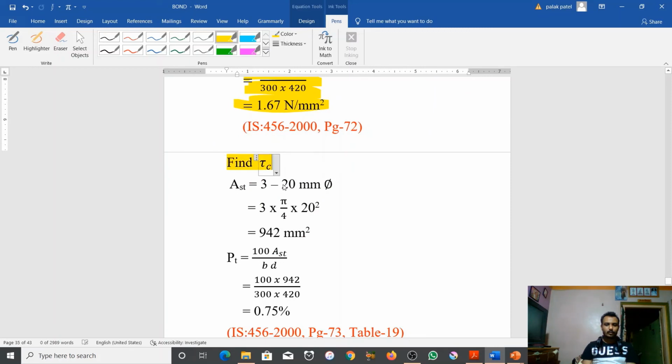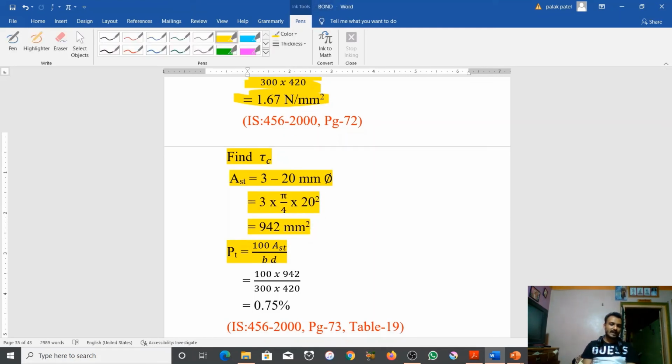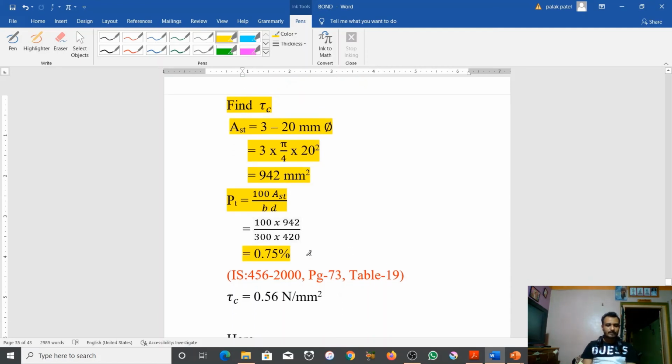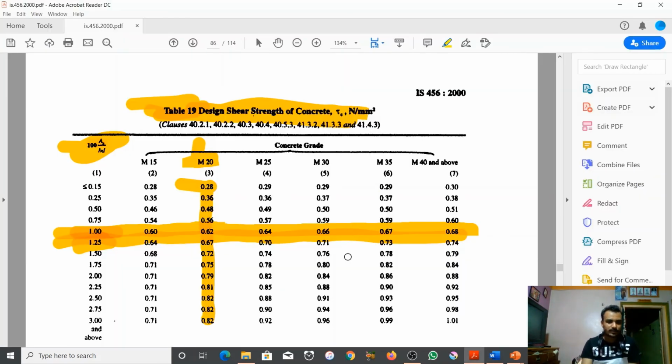Then we have to find out tau c. So for the tau c we need Ast and pt. So three bars of 20 mm diameter, so Ast is 942 mm square. So by this Ast we have pt as 0.75 percentage. So by this pt value we can find out tau c.